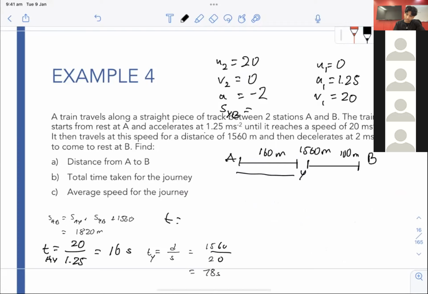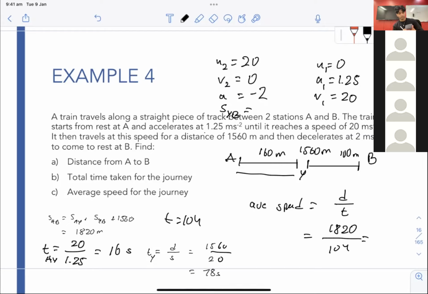So time equals 104. Total distance we got as being 1820, so average speed equals distance on time, which is 1820 meters over 104 seconds. That works out to be 17.5 meters per second, okay? And because it's average speed, we don't need to specify a direction, okay?